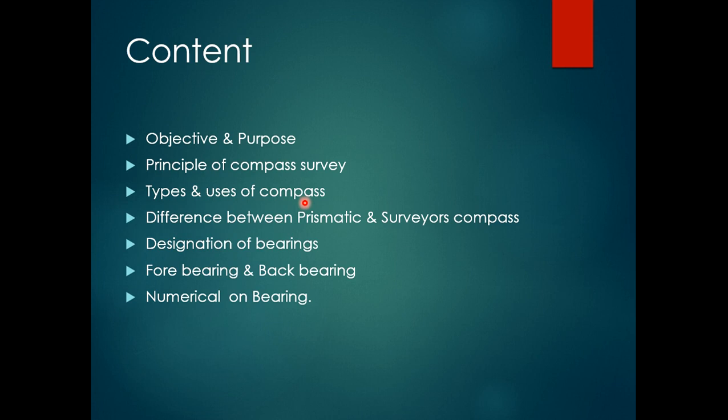Types and uses of compass. There are two main types, prismatic and surveyor compass. Difference between prismatic and surveyor compass. Then designation of bearings. What is the meaning of bearings? What are the types of bearing, fore bearing and back bearing? So how to calculate bearing on compass survey? So we will see one by one.